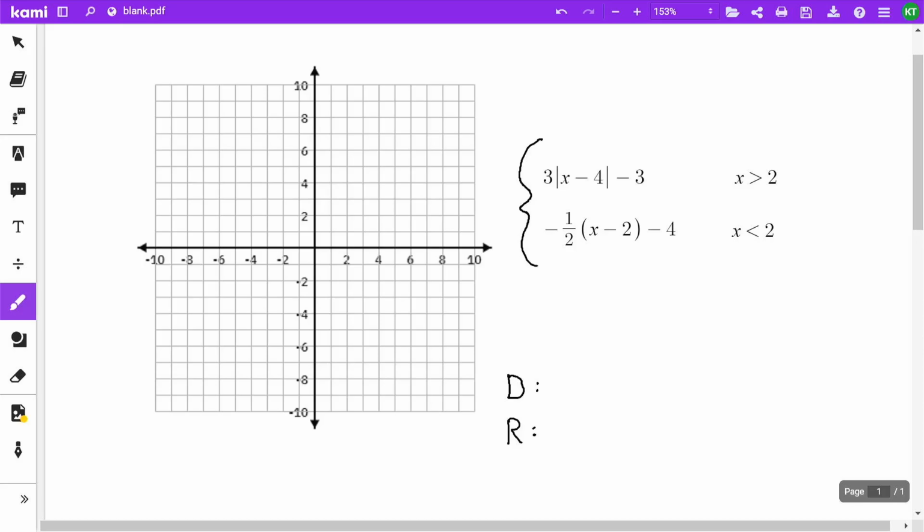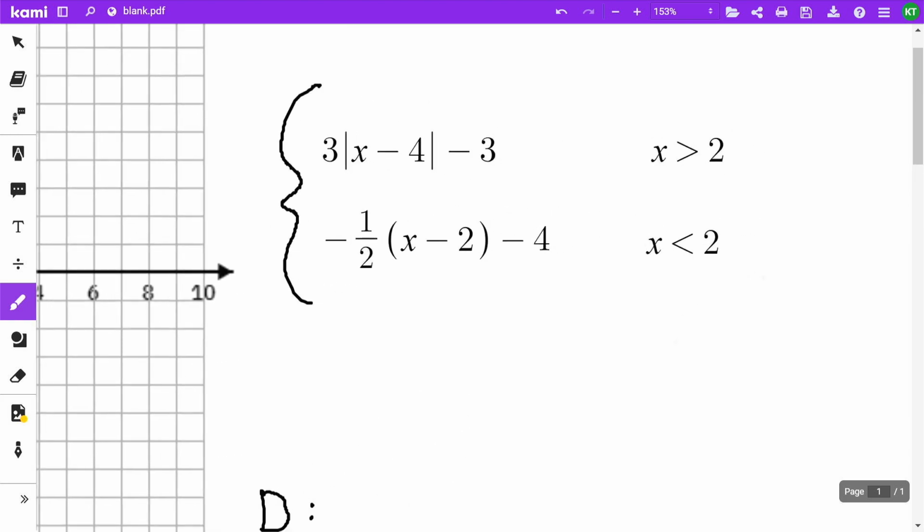Alright, so in this example we're going to be graphing a piecewise function, and this piecewise function has two different parts. One of them is just going to be a linear subfunction, and the other one is going to be absolute value. And we're going to be graphing this by using our transformation rules.